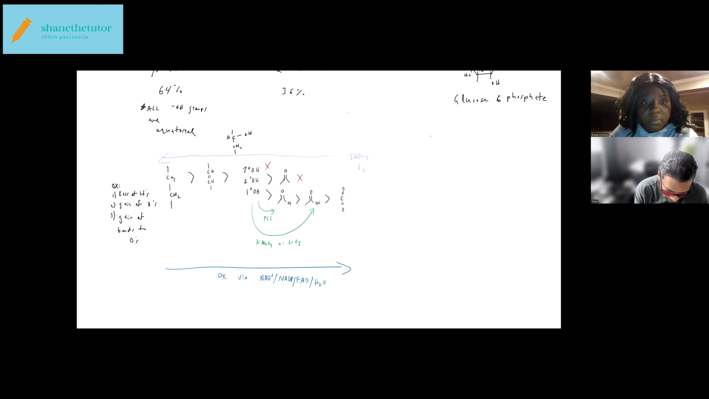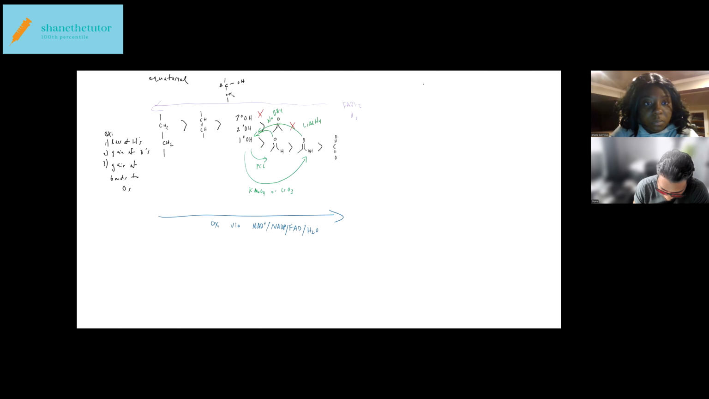And this works for reducing agents as well. It actually shows up more often for reducing agents. So for instance, this to this would be NaBH4, which is a weak reducing agent. But from this to this would be something like lithium aluminum hydride, which is a strong reducing agent.